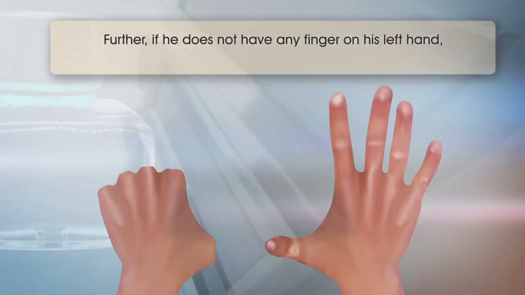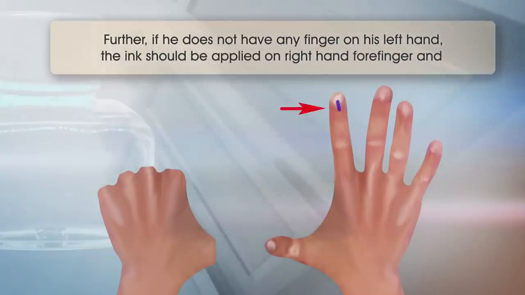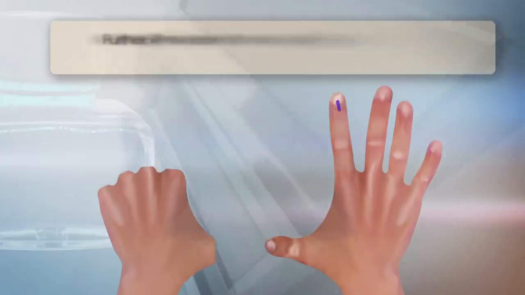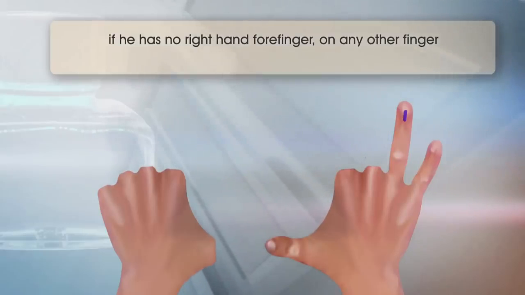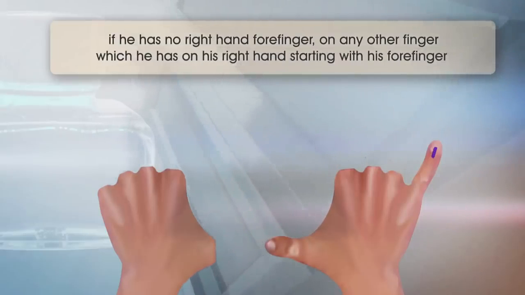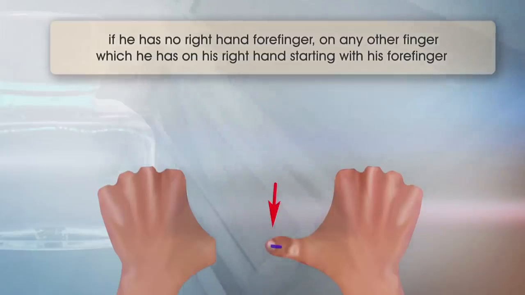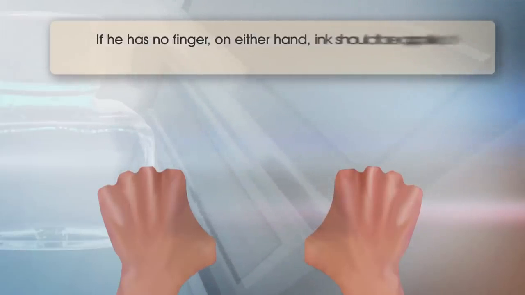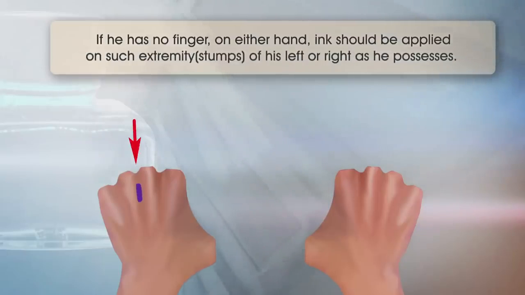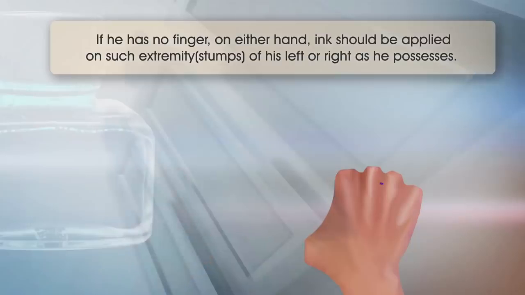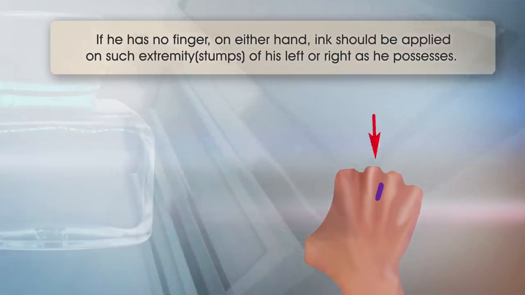Further, if he does not have any finger on his left hand, the ink should be applied on right hand forefinger, and if he has no right hand forefinger, on any other finger which he has on his right hand, starting with his forefinger. If he has no finger on either hand, ink should be applied on such extremity or stumps of his left or right as he possesses.